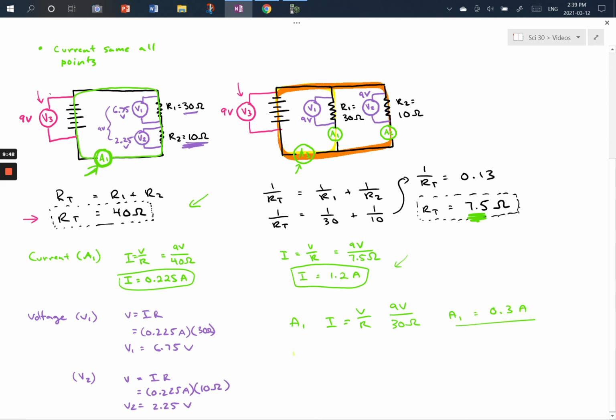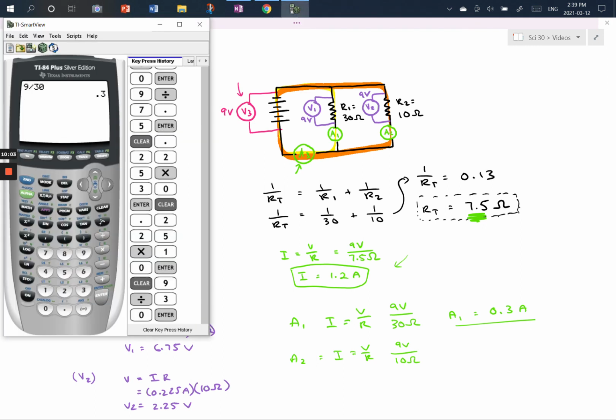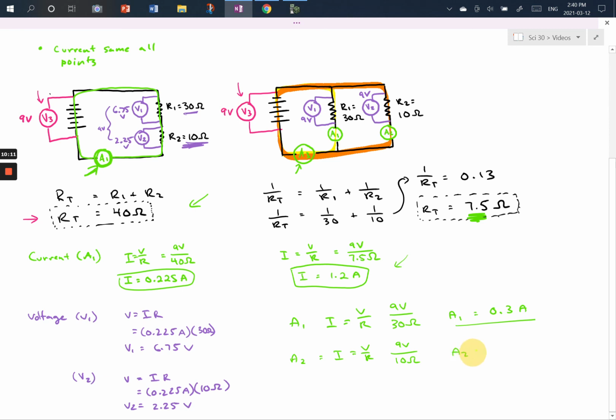Okay, for A2, we have a 10 ohm resistor. So we're going to do I equals V over R. We're going to do our 9 volts divided by 10 ohms. Okay, and we put that into our calculator. Okay, 9 divided by 10 is 0.9. Okay, so this one was 0.9 amps.